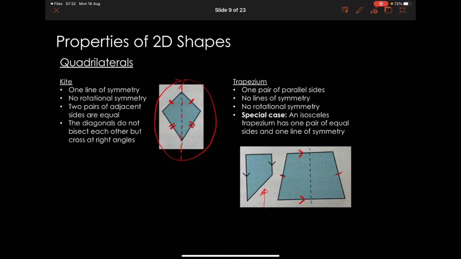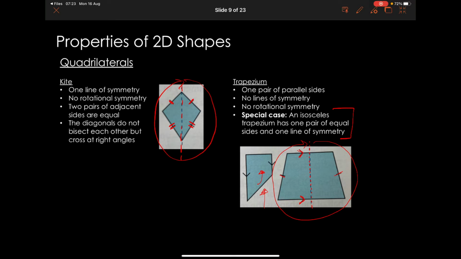It doesn't have any lines of symmetry all the time. Okay, so for example, this one has a line of symmetry, but this one does not. So it depends on the way the trapezium's been drawn. It has no rotational symmetry, meaning we have to bring it all the way around before it slots back into place.